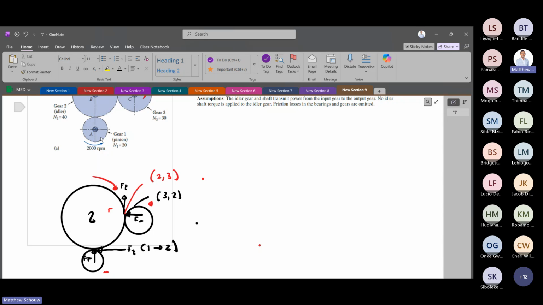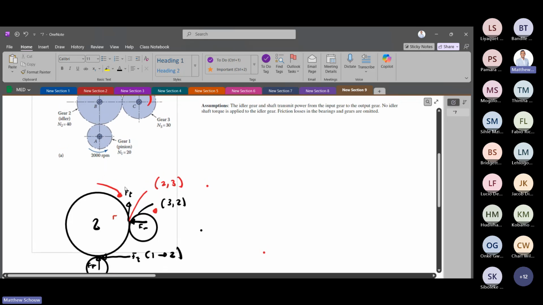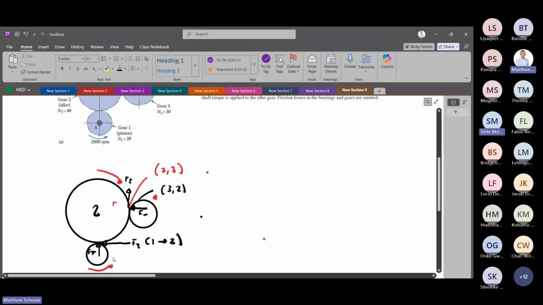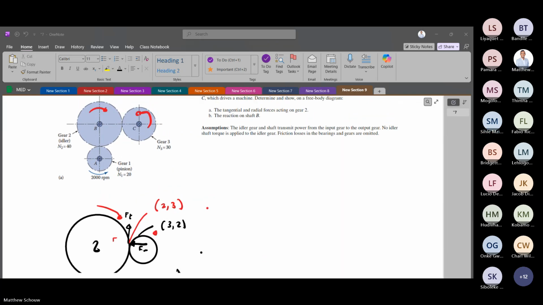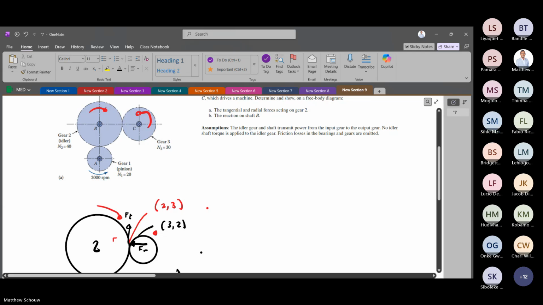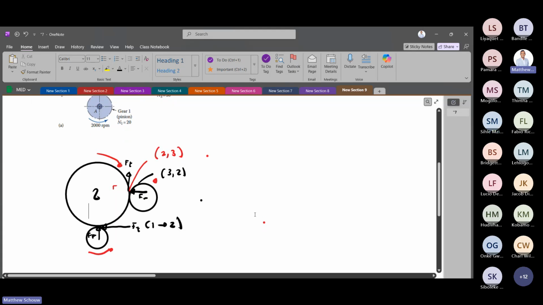Not generated by gear 2, on gear 2. That's what I was trying to bring up the whole time. Are you with me? Yes, sir. I don't seem to be getting it. CK, we can barely hear you. I am saying that FT going up doesn't make sense. F3 going up doesn't make sense, right? This is what I was saying. These forces, these.